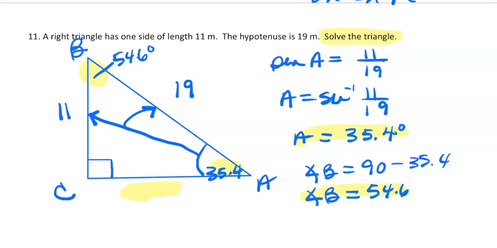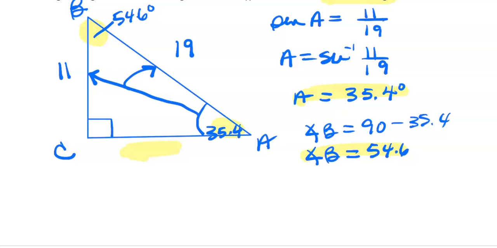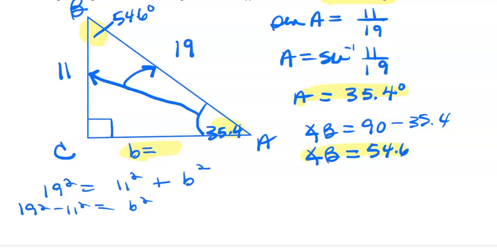Okay, so now we have two angles. Let's get the missing side. So what if I wanted to use, well, I can do a couple of things. I can even use Pythagorean theorem. So let's do that for a change of pace. So what does Pythagorean theorem tell us? Well, remember, it tells us hypotenuse squared, 19 squared, equals side squared plus missing side squared. So missing side is going to be the B side. So 19 squared minus 11 squared equals B squared. That's going to give me 240 equals B squared. So B equals radical 240.